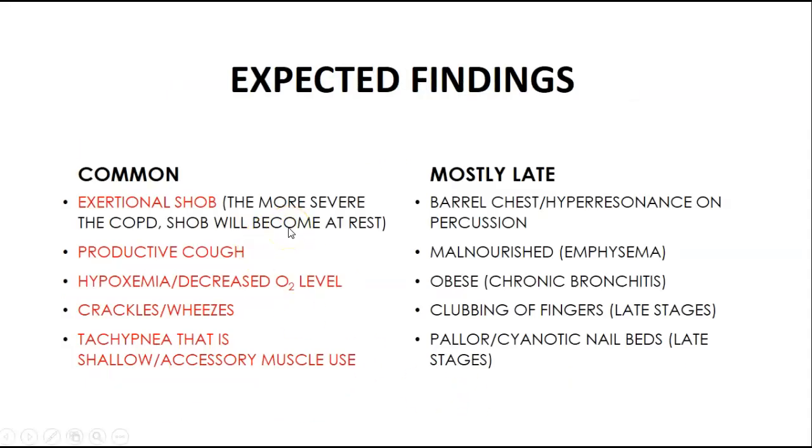Expected findings with patients with COPD: there's two sides here, those common and those in the late stages of COPD. So it kind of depends. They have difficulties where they feel like they're always having exertional shortness of breath, productive cough, hypoxemia, which is basically low oxygen levels, crackles or wheezes, and breathing that is going to be shallow, and you can see them using accessory muscles.